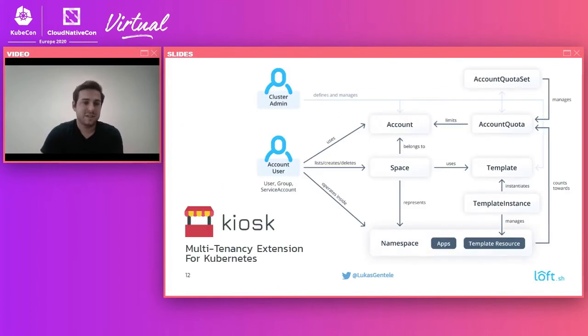And if we're looking at the workflow in Kiosk, there's essentially two personas, right? There's you as a cluster admin, and then there's the account users, which can be a regular Kubernetes user or a Kubernetes group or a service account, right? And you essentially define and manage accounts and account quotas as well as the templates, right? And then users use their account to create spaces. And when they create a space, they essentially define in the spec that it belongs to this account. And then when they do that, the API server extension will actually check, is this subject or service account, whoever is doing the kubectl request, who is it? Is that user actually part of this account? Will I allow this, right?